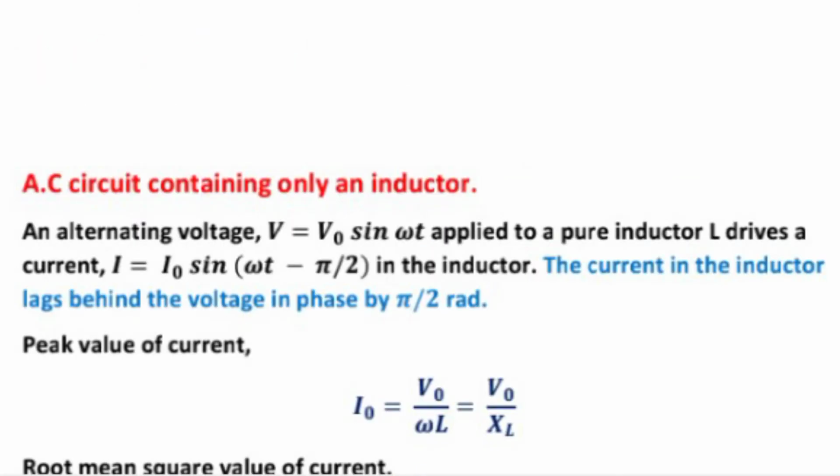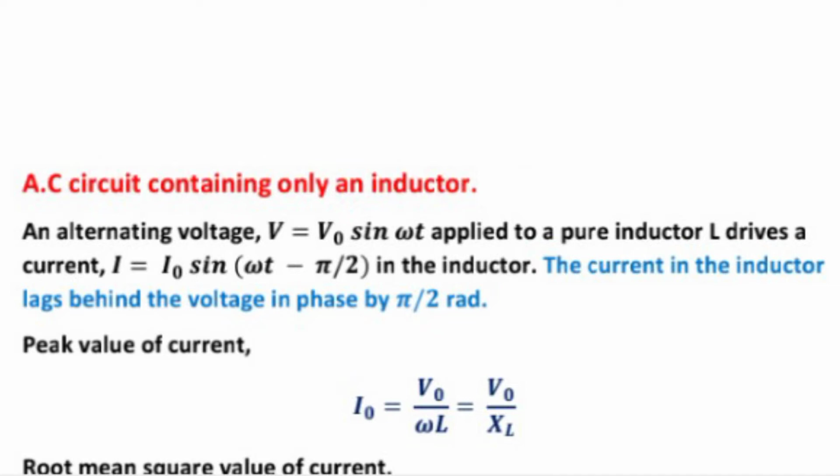AC circuit containing only an inductor. An alternating voltage V equal to V0 sin omega t applied to a pure inductor L drives a current I equal to I0 sin (omega t minus pi upon 2) in the inductor. The current in the inductor lags behind the voltage in phase by pi upon 2 radian. Peak value of current I0 equal to V0 upon omega L, or V0 upon XL. XL is equal to omega L.